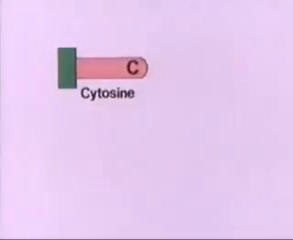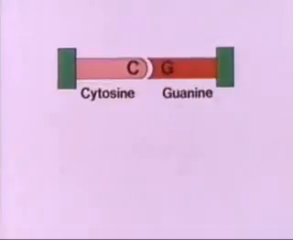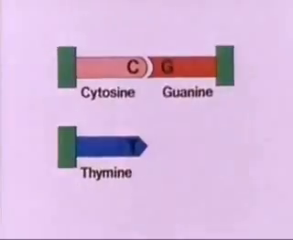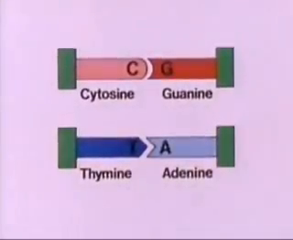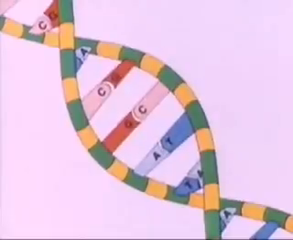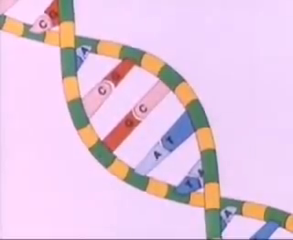Four different bases are involved: cytosine, which can only link with guanine, and thymine, which can only link with adenine. The bases can only pair in this way: cytosine with guanine and thymine with adenine. You can see that here. C always linked with G, A with T.